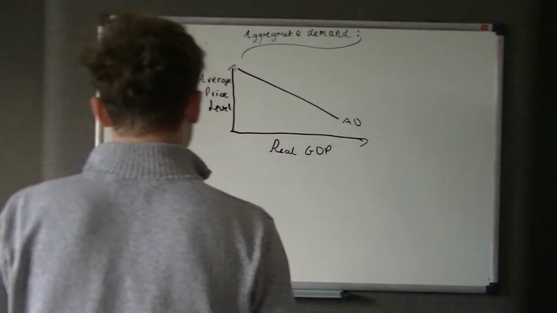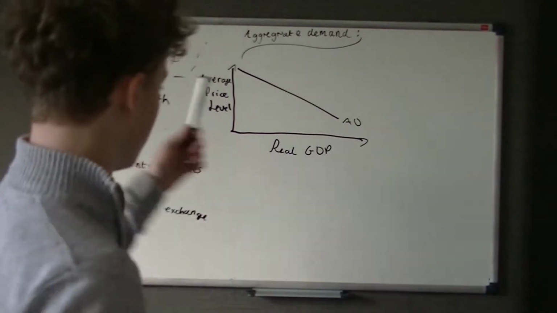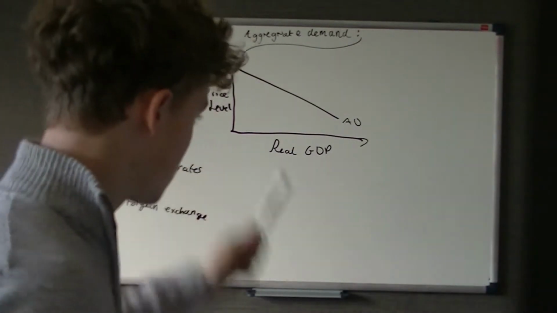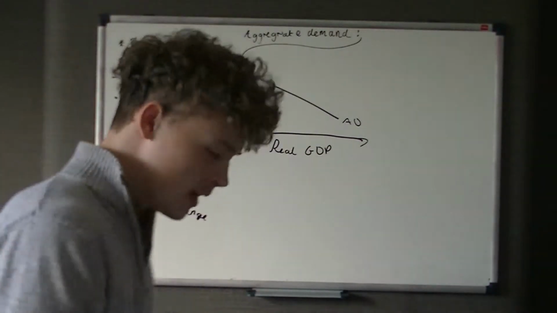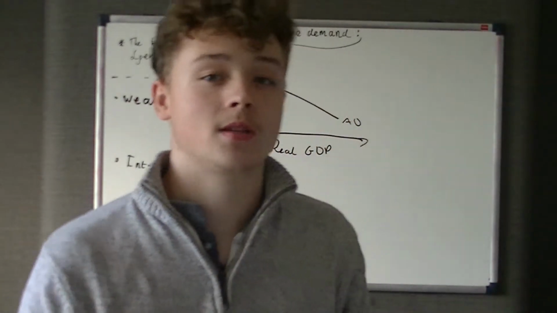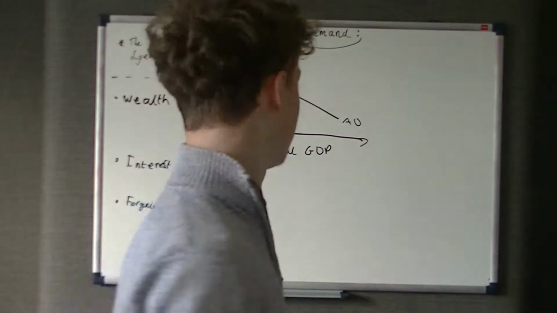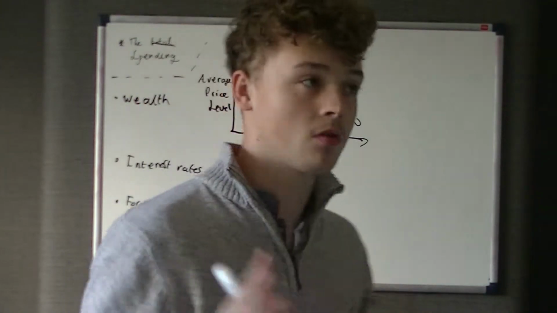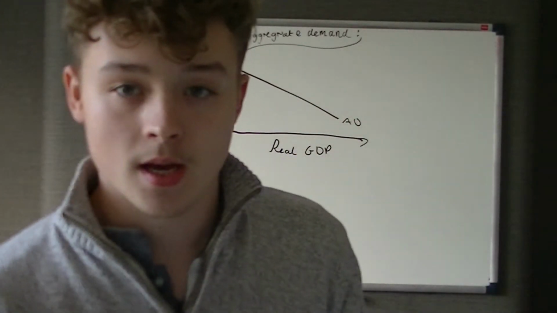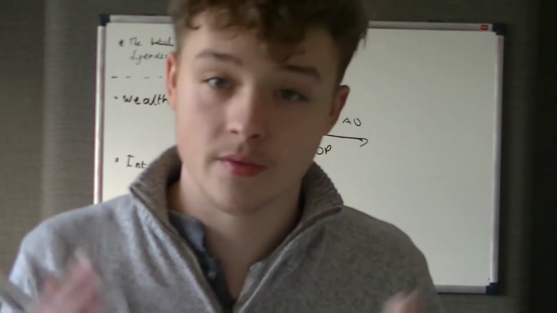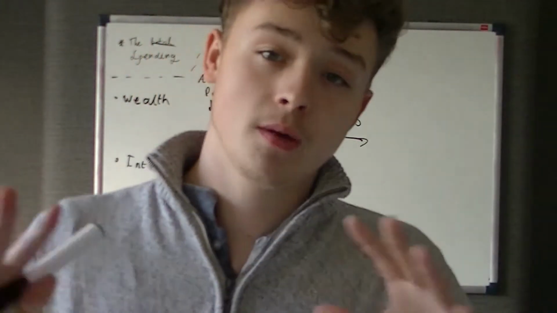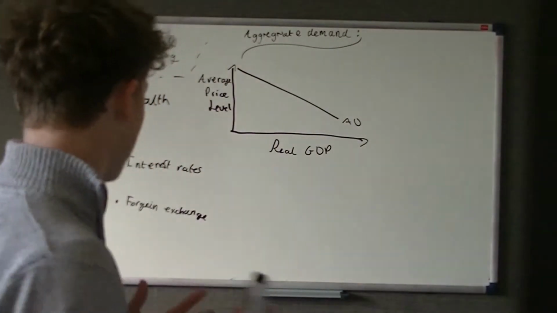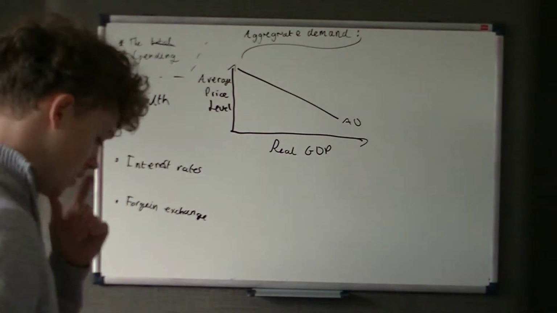Now, how can we relate this to the average price level and make the aggregate demand curve slope downwards? Well, if something goes up in price, people feel more wealthy. Oh wait, no, sorry, wrong way. If other things go up in price, then you feel less wealthy as you're able to spend less of your wealth.